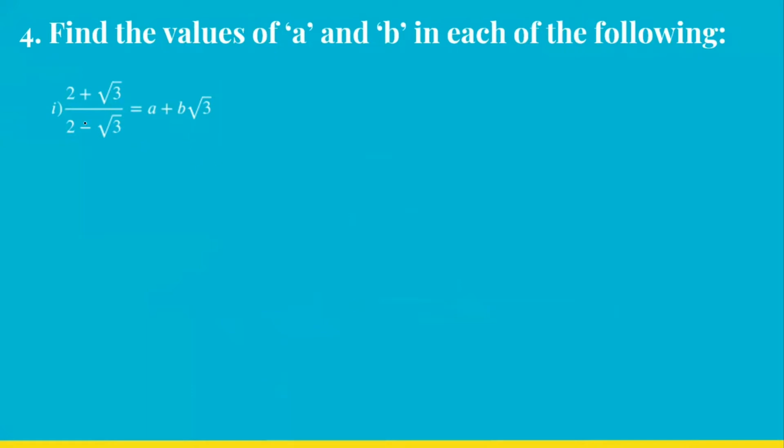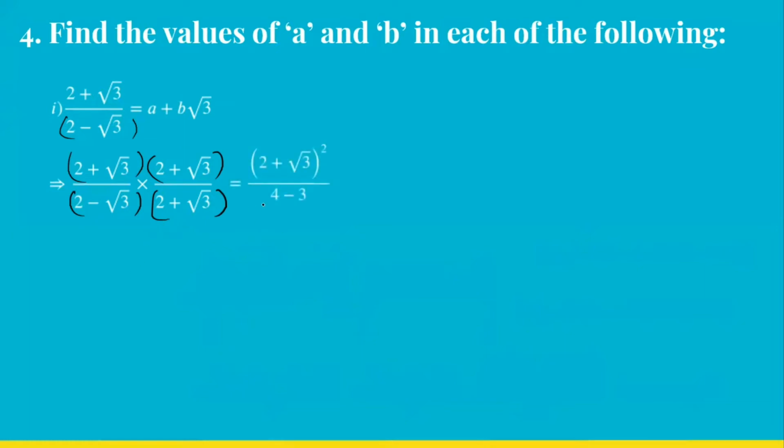Now here, same procedure, we rationalize this factor and compare the solution with a plus b root 3. The rationalizing factor for this is going to be 2 plus root 3, so we multiply and divide by that. So we get 2 plus root 3 the whole square in the numerator. a minus b into a plus b is a square minus b square, so 2 square is 4 and root 3 square is 3.